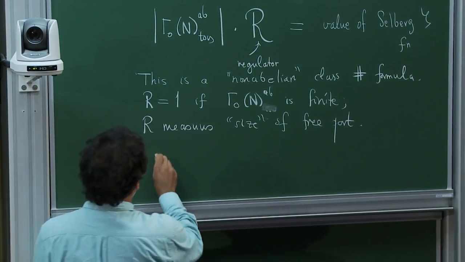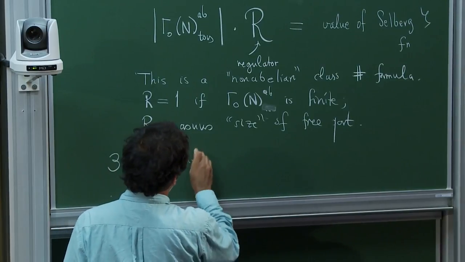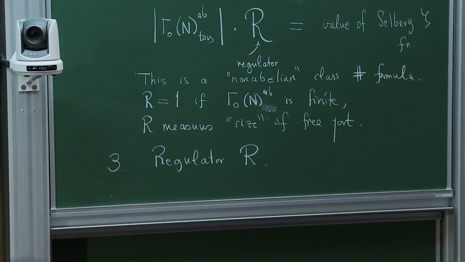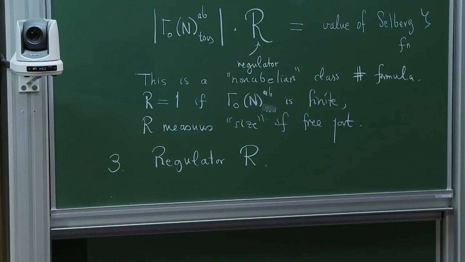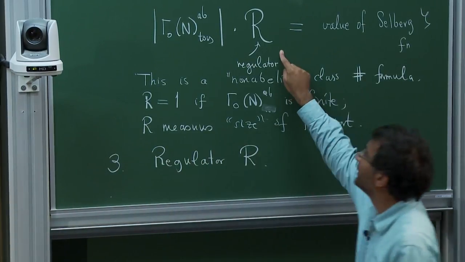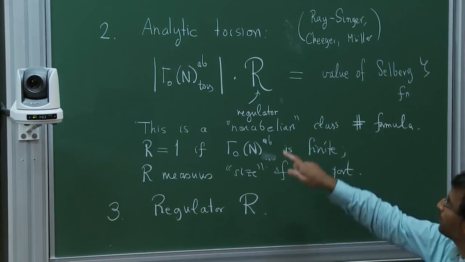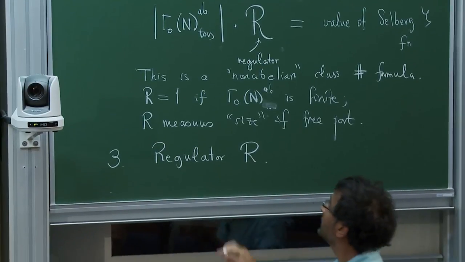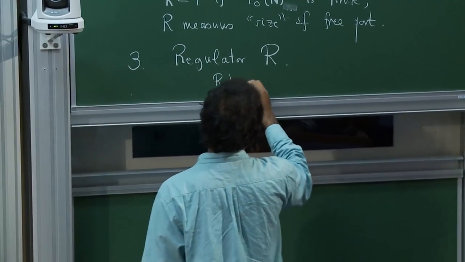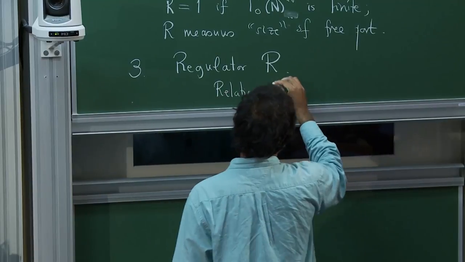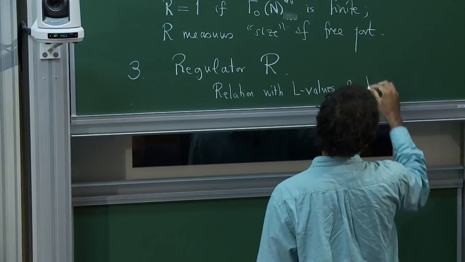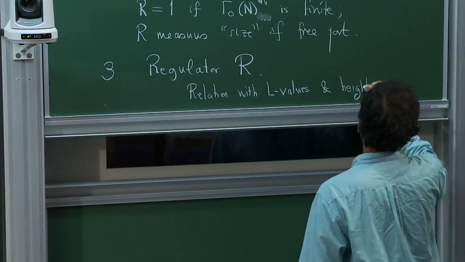The third thing I want to talk about is this regulator R. This regulator R is itself extremely interesting. For a long time I somehow ignored it because I was focused too much on this, but it is something very interesting in its own right, and I'll talk in particular about its relation with L values and with heights of elliptic curves. Let me just say L values and heights.